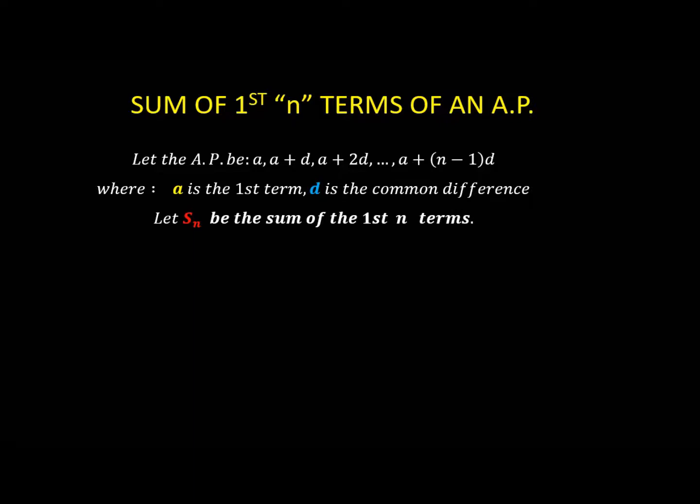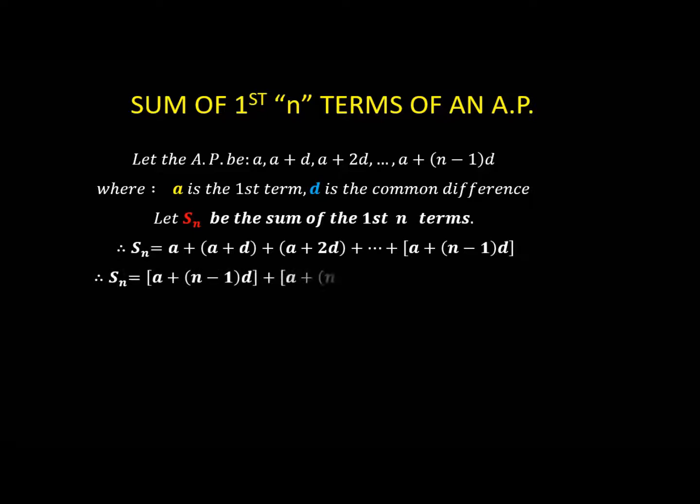So we've listed all the terms of our AP, we've defined what is a, what is d, and what is Sn. So now since Sn is the sum of the first n terms, we say therefore Sn equals a plus d plus a plus 2d and so on all the way up to a plus n minus 1 into d. And if you remember what we did previously, we listed the same AP but in reverse order with the same sum of all the terms. So we say therefore Sn is equal to a plus n minus 1 into d plus a plus n minus 2 into d and so on all the way up to a, the first term. So the second progression we have listed in reverse order.